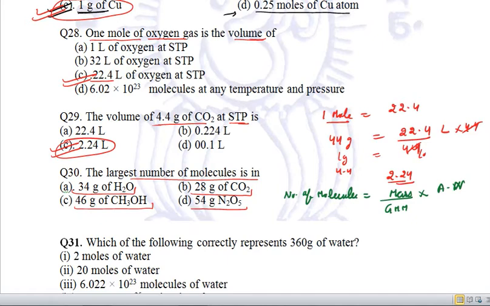For this, we need to calculate the gram molecular mass of water. We need to calculate the gram molecular mass of methanol. We need to calculate the gram molecular mass of carbon dioxide. We need to calculate the gram molecular mass of nitrogen pentoxide. The masses are already given to us. So mass is already given. Avogadro number is a fixed value. Gram molecular mass we are going to calculate, and then after calculating all these we will relate which one of these will contain the maximum number of molecules.